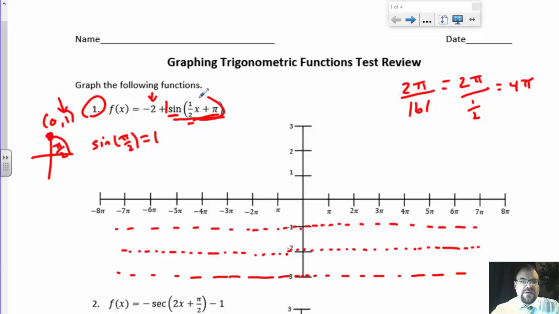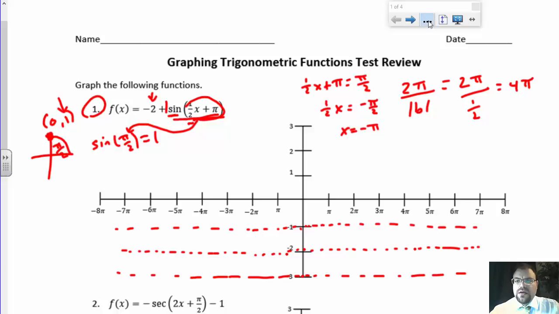So this right here must equal, of course, what? Pi over 2. That's the idea. So let's set it equal to pi over 2 and solve it. So 1/2 x plus pi is equal to pi over 2. I'll subtract pi from both sides. So 1/2 x is equal to negative pi over 2. Multiply both sides of this equation by 2. So x is equal to negative pi. And that's where the top of your graph will be, okay?